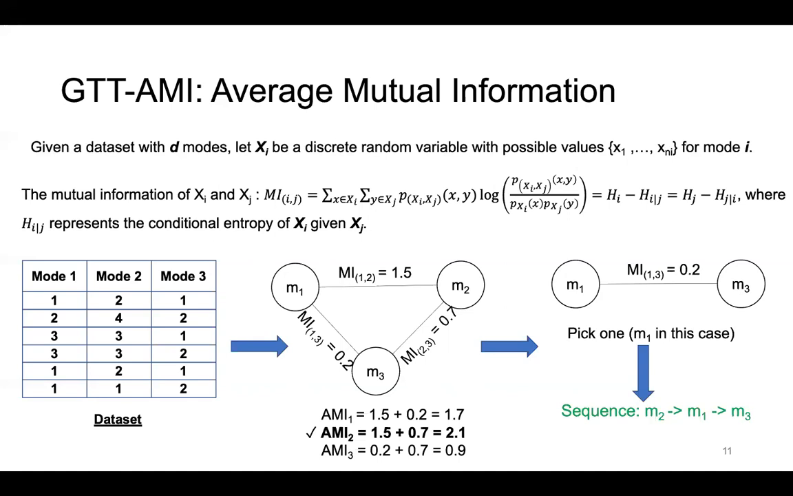We calculate the sum of the mutual information for each mode. And then we pick the mode which has the largest sum of the mutual information. So in this example, M2 has the largest sum of the mutual information. So it will be the first mode we do the decomposition. And then we have M1 and M3 to choose. Here we randomly pick one as our decomposition mode.